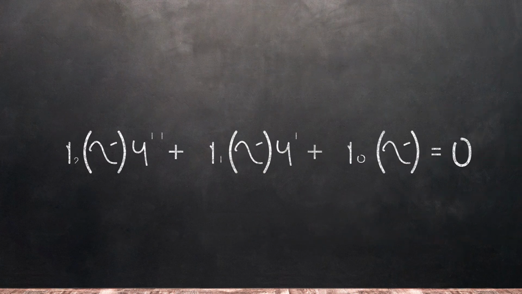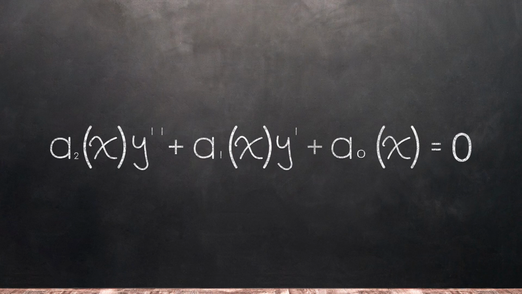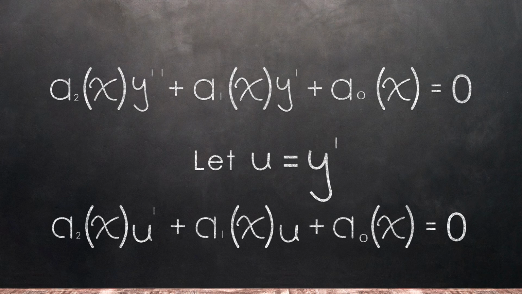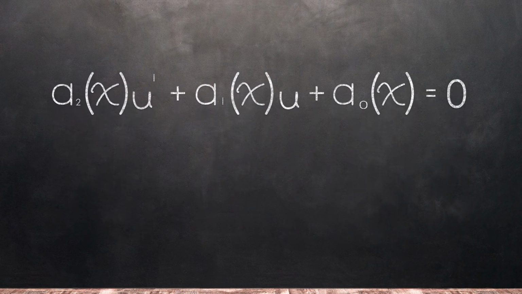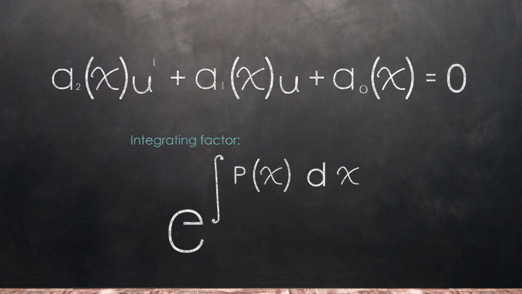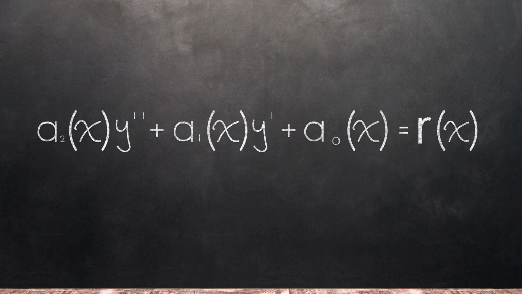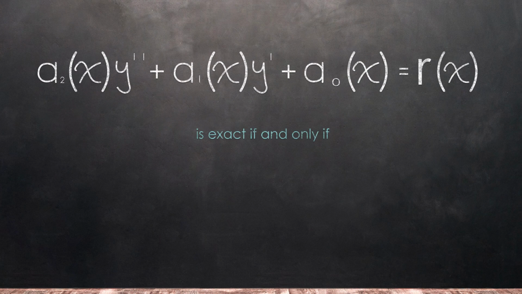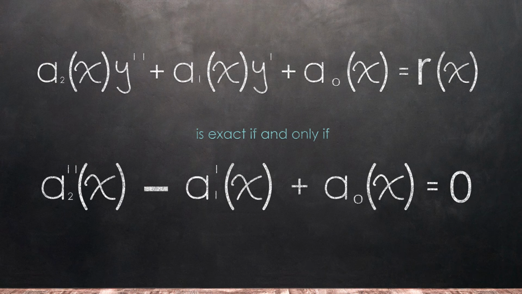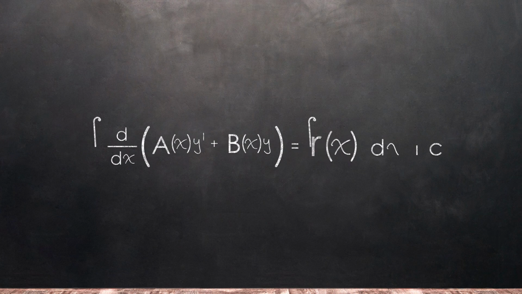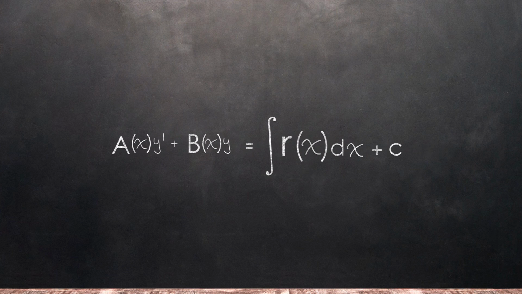If the linear second-order differential equation is missing the y term, we can make a simple substitution for y prime and turn it into a first-order linear differential equation. We solve this using the integrating factor mentioned earlier. We can also check to see if our equation is exact. A second-order linear differential equation is exact if and only if the following conditions hold. If this equation is satisfied, then our differential equation is equal to the following, which, if we integrate both sides, transforms into a linear first-order differential equation which we know how to solve.